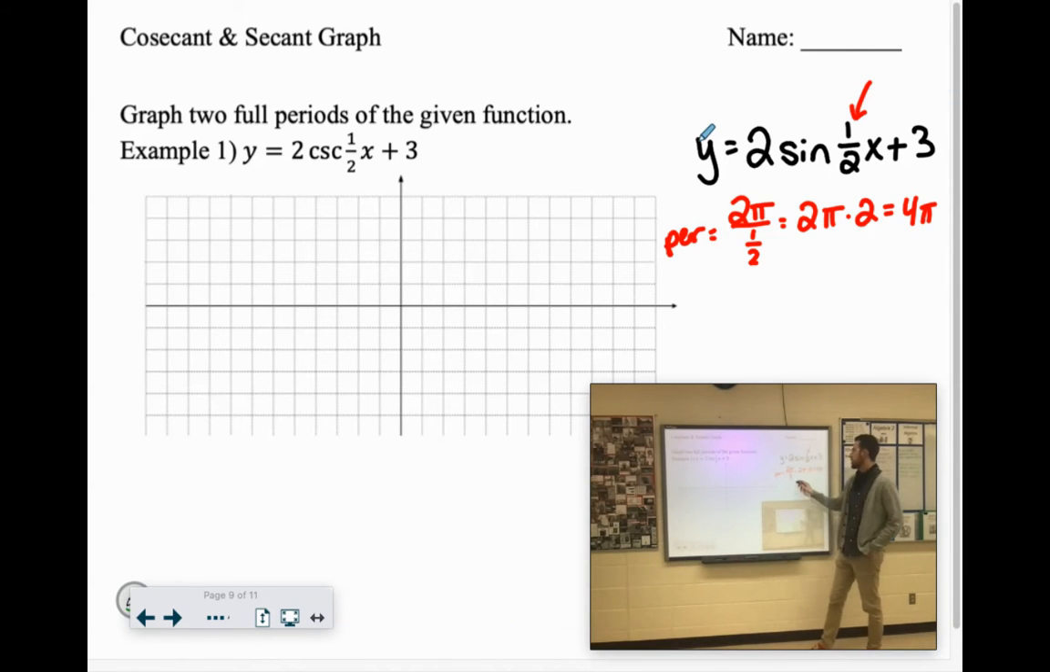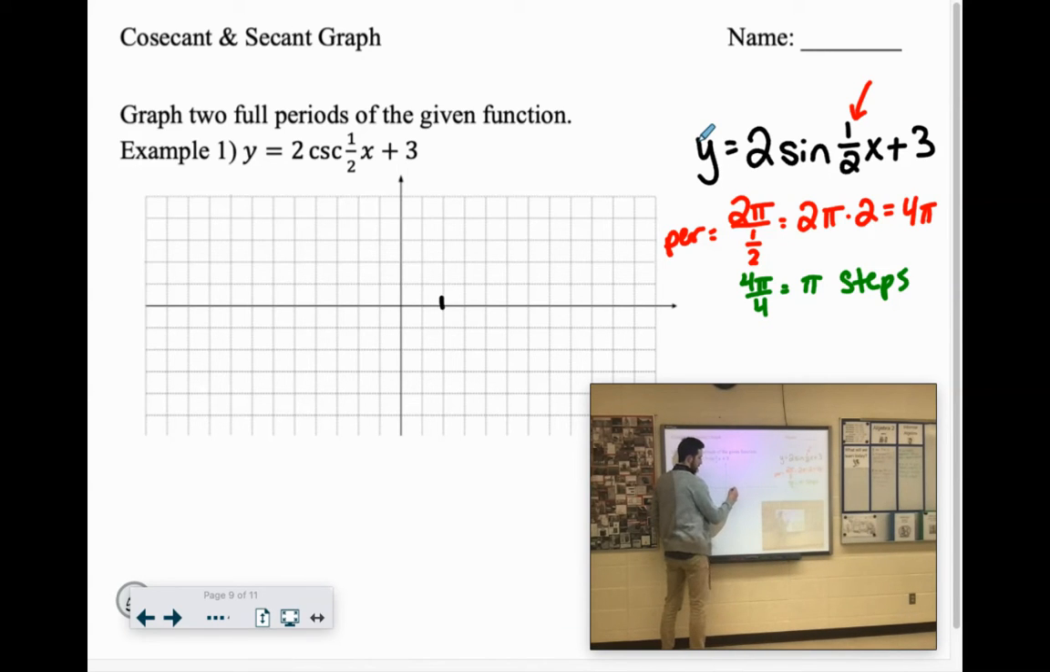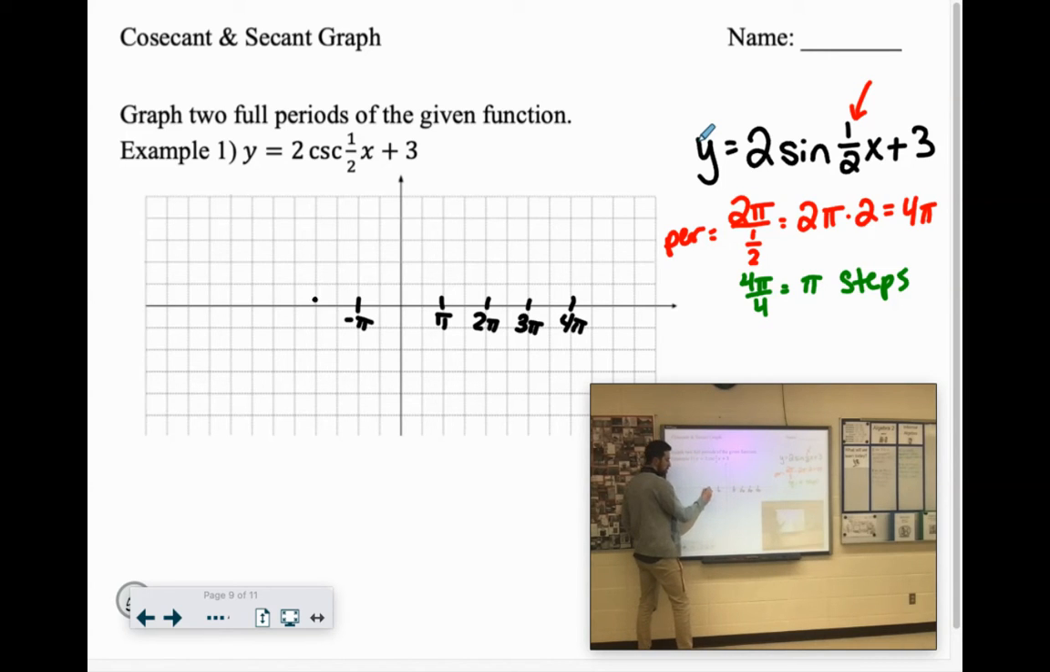Now, if we're thinking about our steps for that, and we divide by 4, that's going to give us pi for every one of our steps. So that's how I'm going to scale across the x-axis. So I'll make it pi, 2 pi, 3 pi, 4 pi, 5 pi, 6 pi, 7 pi, more pi.